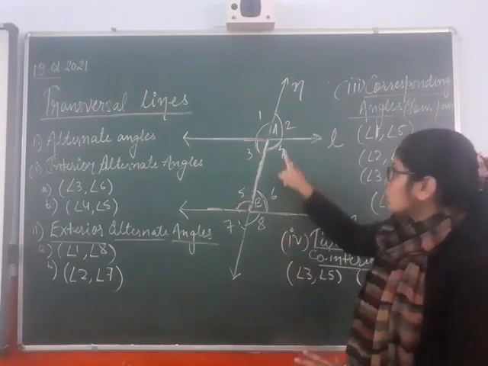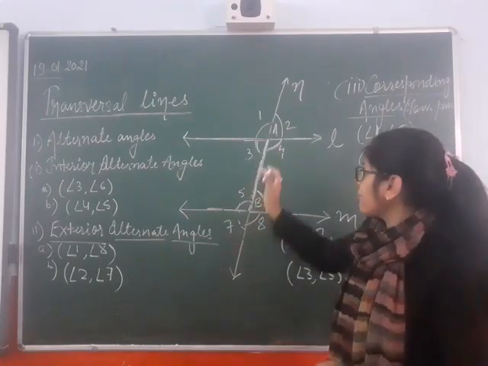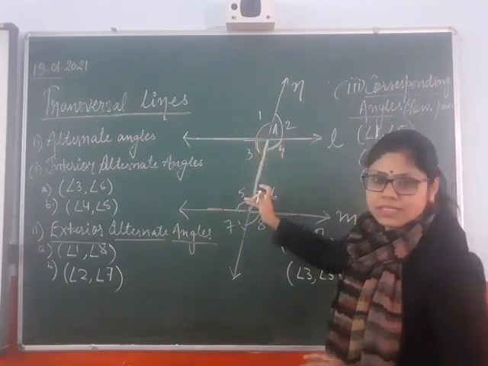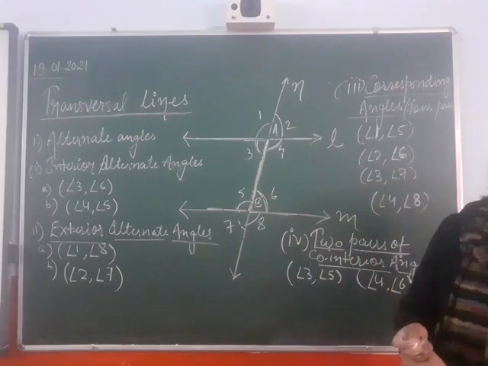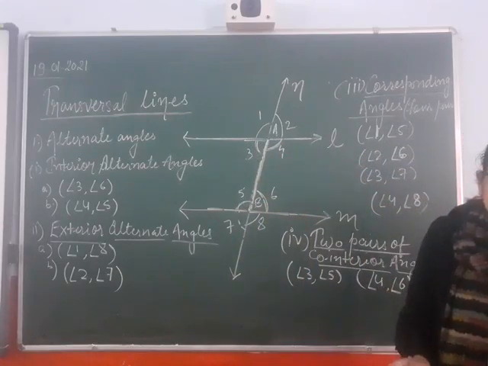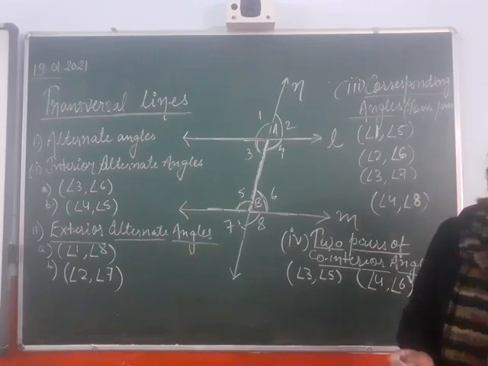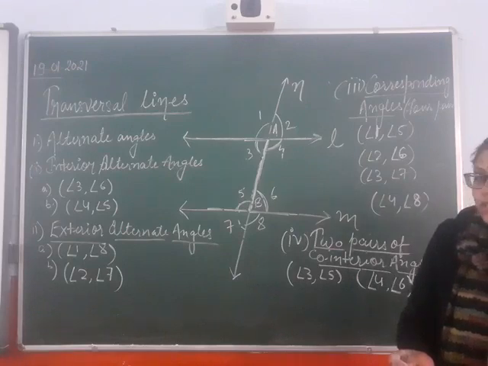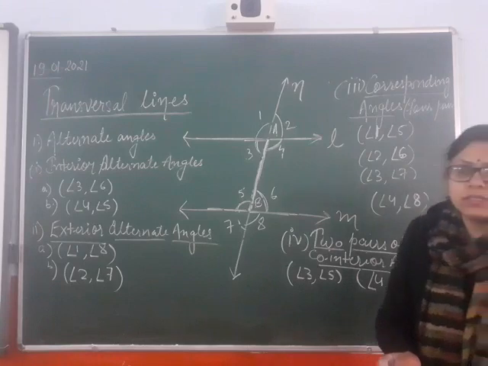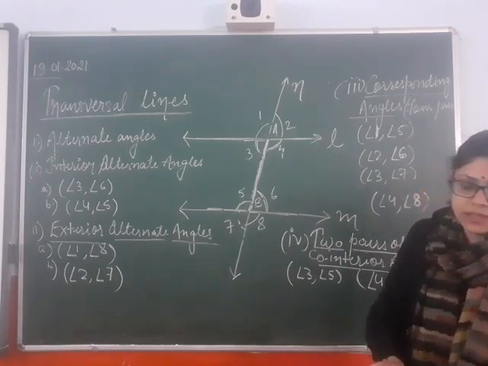Co-interior: all the angles between the two lines are interior angles. Co-interior: the pair of both angles on one side of the transversal. Clear? Now what is the use of this? Why did we write this? See, now you know a transversal line will cut two lines, then like this we can write the concept of alternate angles, corresponding angles, co-interior angles.